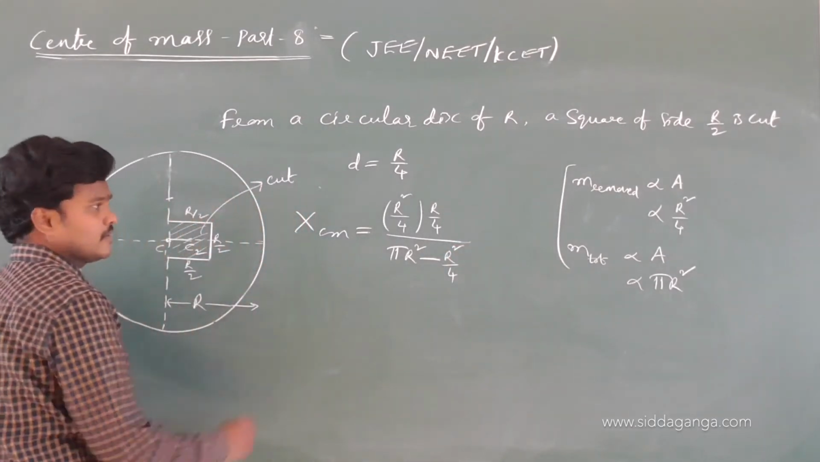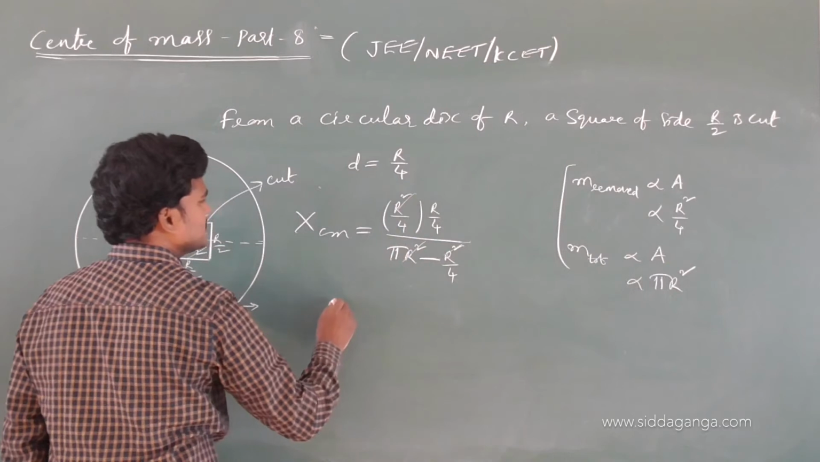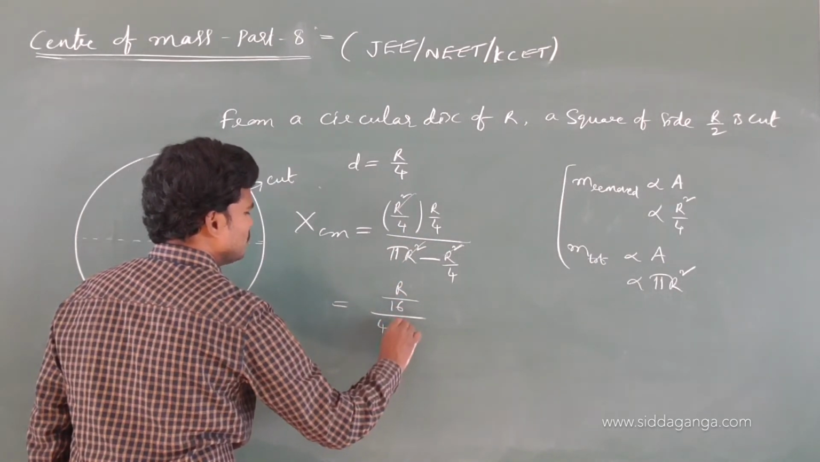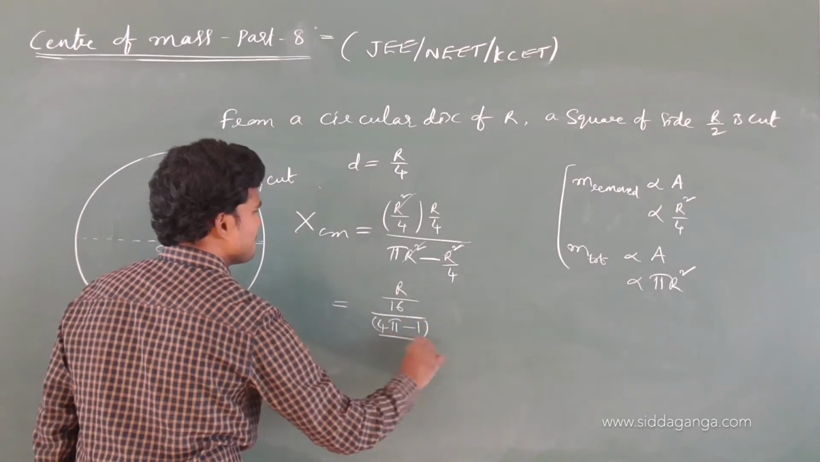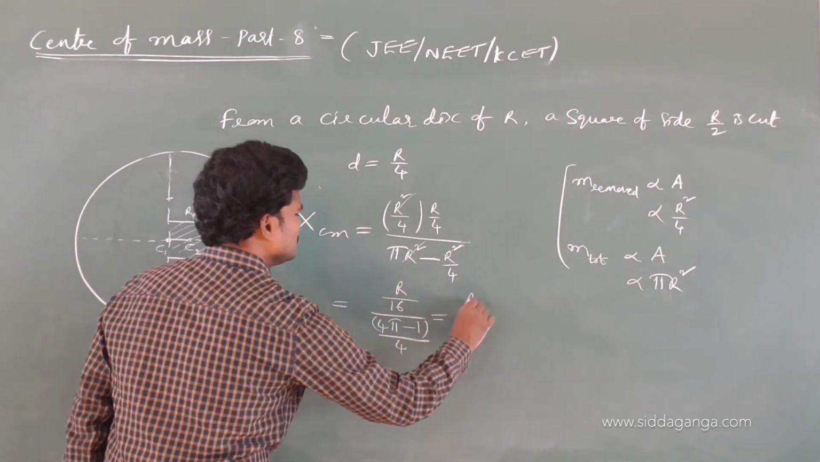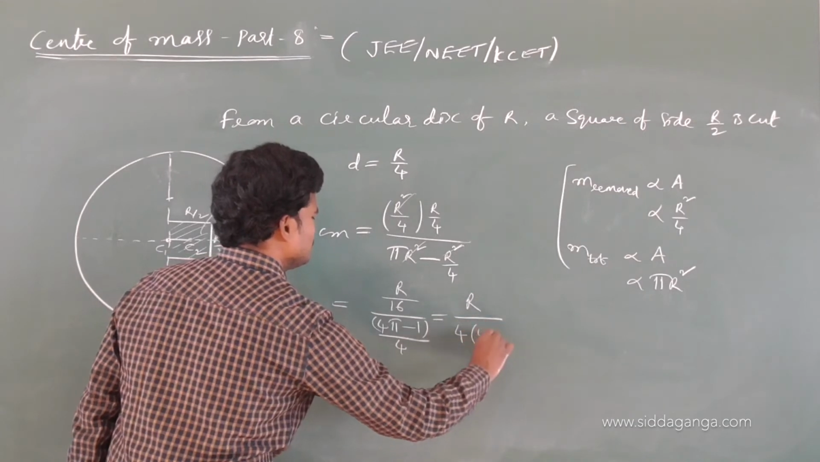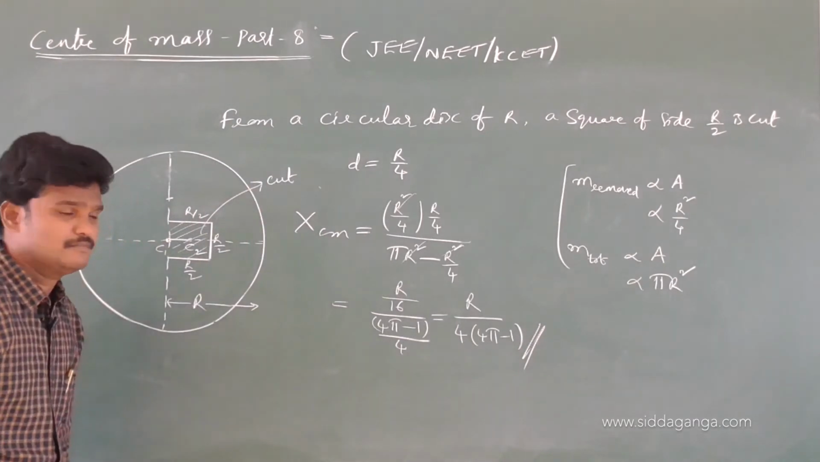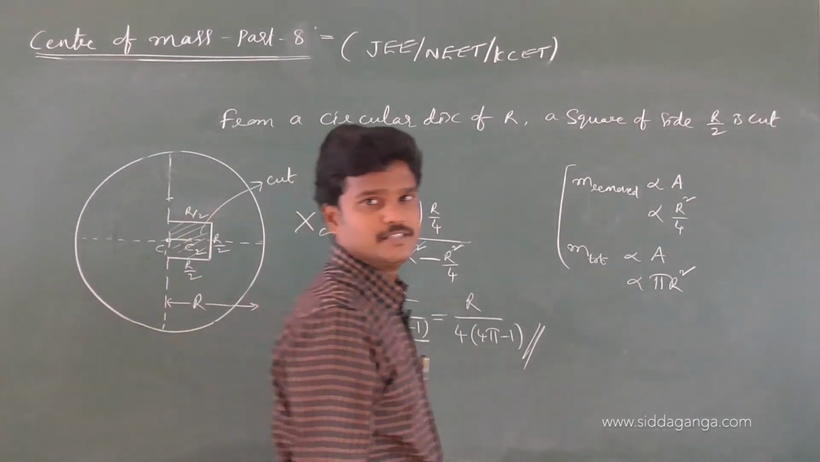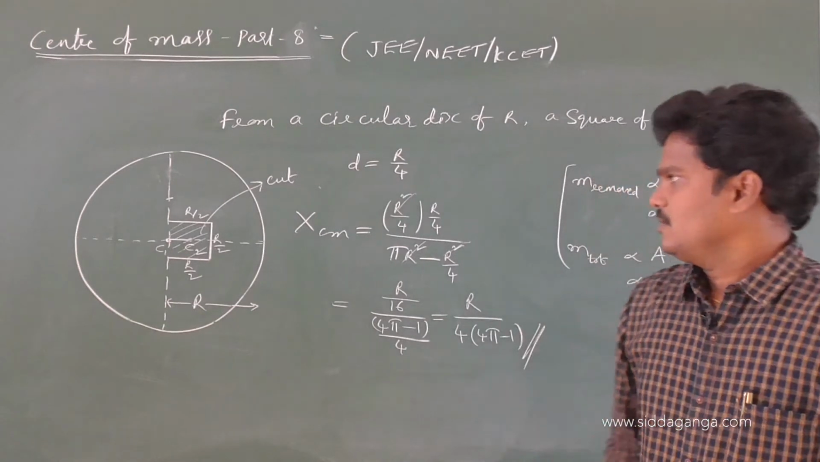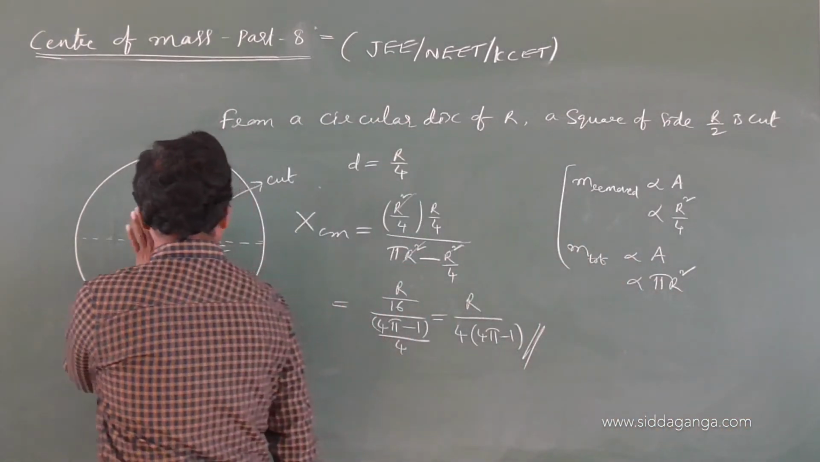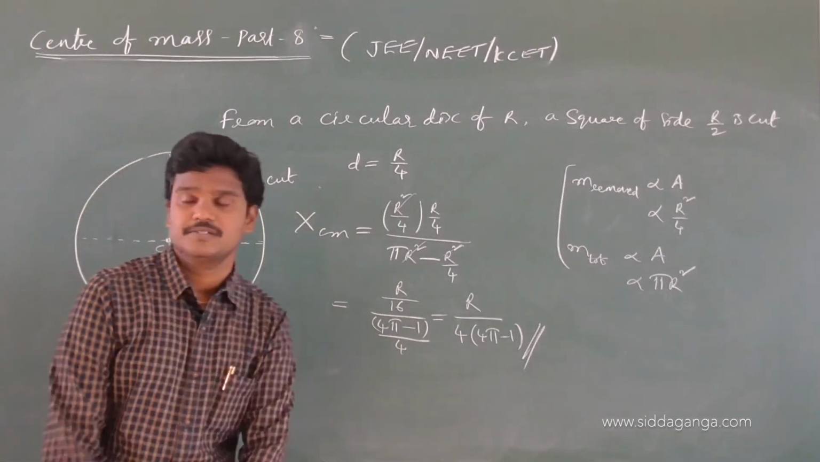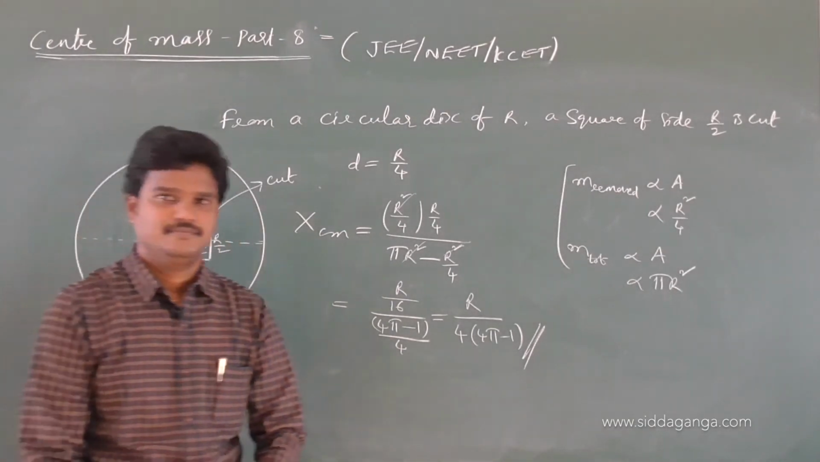Solve it. So r square gets cancelled. R by 16, 4 pi minus 1 by 4. So r by 4 into 4 pi minus 1. Check the answer. R by 4 into 4 pi minus 1. Okay, they may cut anywhere, so here I have taken it like this. R by 4 into 4 pi minus 1.